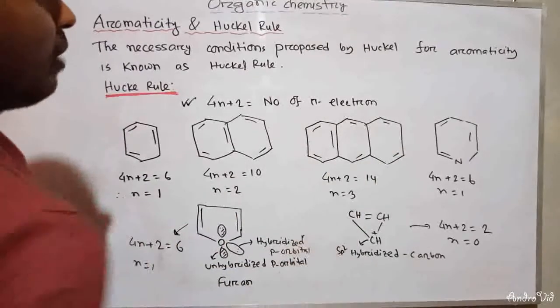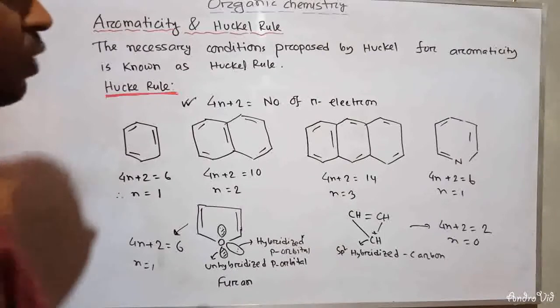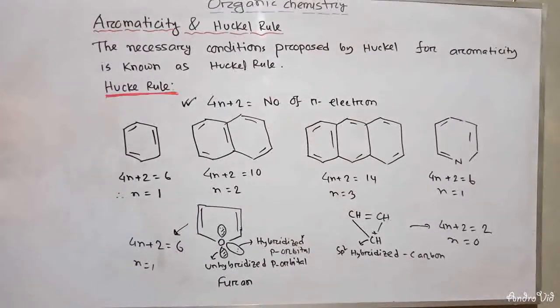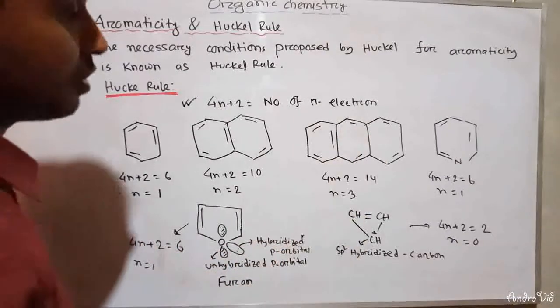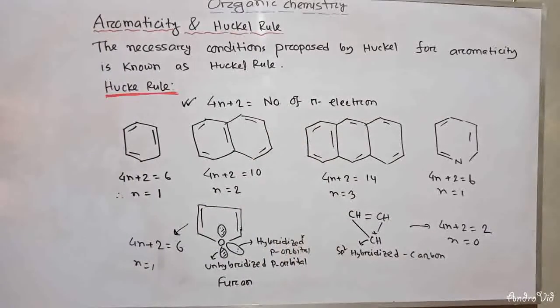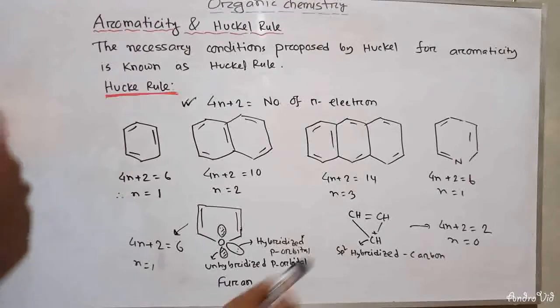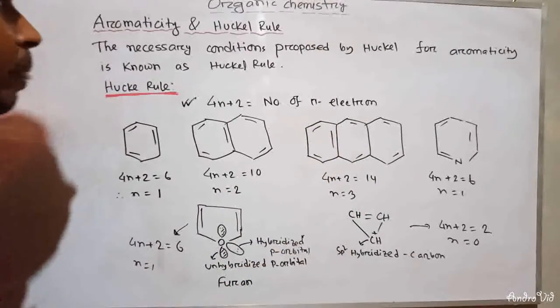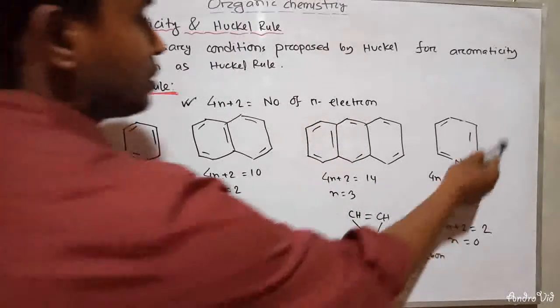In case of naphthalene, 4n plus 2 is equal to 14. There are 14 pi electrons available here, as you have already seen in the structure. So the value of n that you have determined in that structure is n equal to 3. So you can say this is also an aromatic compound. Now just consider this structure.